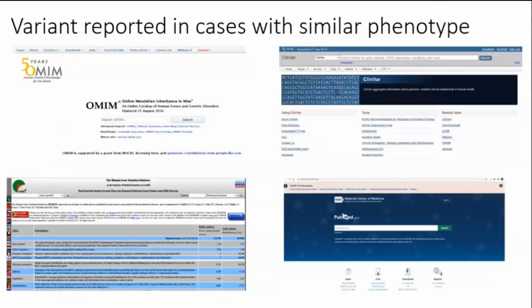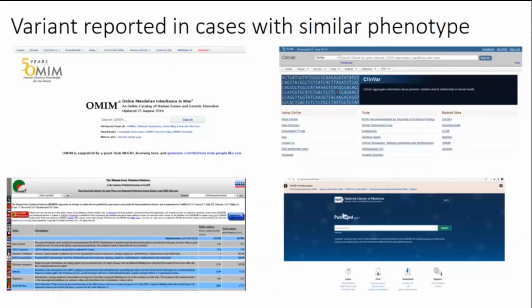So now you see, is it present in a population database? If it is present, then you mark that variant as a polymorphism. You're not going to think that this will be disease causing, even if it is a stop codon mutation, but it is present at 10%, 15% frequency in the normal population, you will directly mark it as benign.